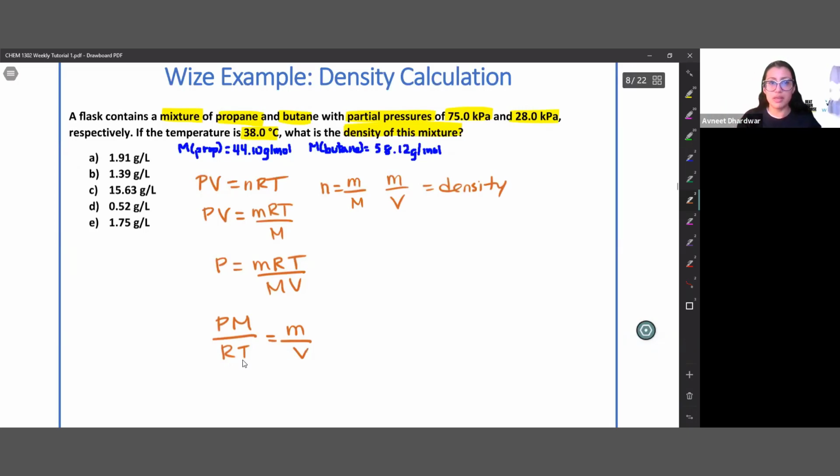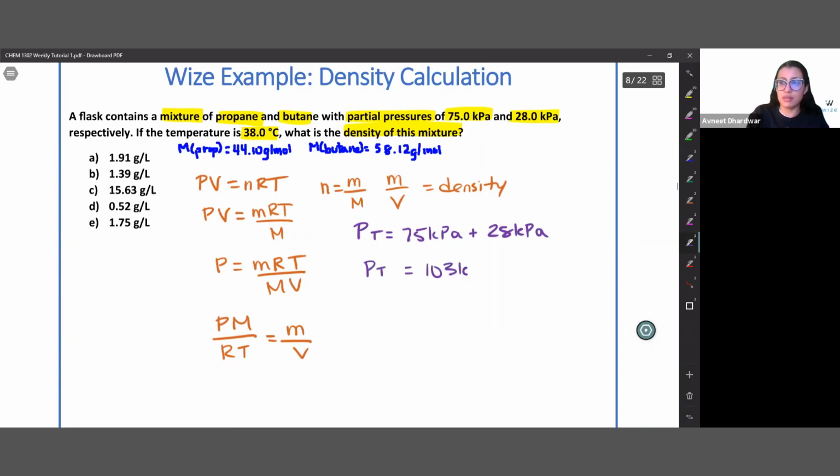Okay, and the temperature we can plug in, we'll convert it into Kelvin, and for R, we can figure out what unit to use there. It seems like, first of all, we need to solve for the total pressure of this mixture, since we're interested in a mixture. It tells us our mixture is made up of two things, propane and butane, and we're given both of those partial pressures. So we can add those together and we know the total pressure: 75 kilopascals plus 28 kilopascals. When you add that together, you get 103 kilopascals.